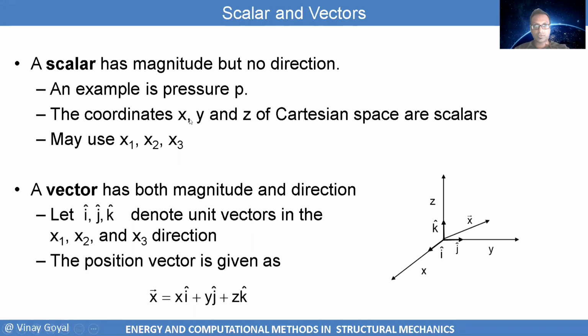And the coordinates of a Cartesian space could be x, y, and z, and they're considered scalars. Some people use x1, x2, and x3 instead of x, y, and z.